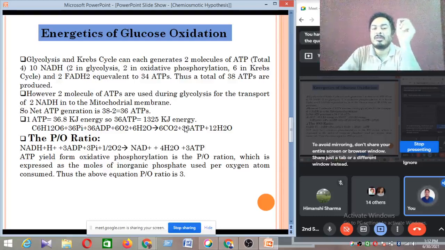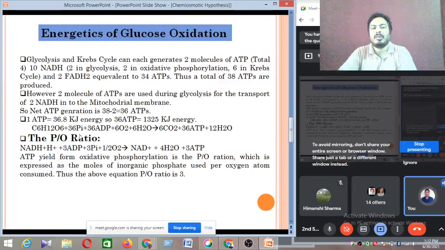Remember, hydrogen ions are very important because all the hydrogen ions are energy rich. They are getting inside complex number 5 and they help this particular mechanism to produce the ATP molecule. Okay, so this is the energetics of the glucose oxidation. Then the last one, the P by O, phosphate by oxygen ratio.